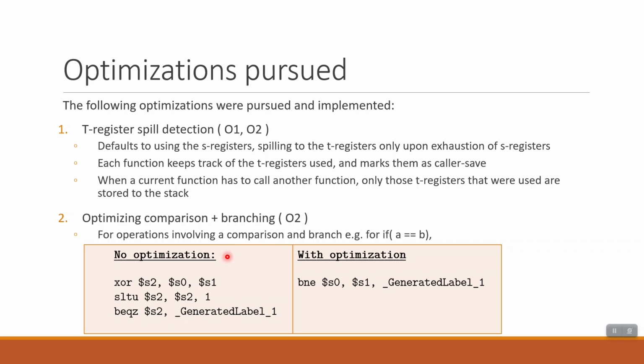Without optimization, this is the code that I generate, which is to XOR the two numbers and then use the SLTU instruction to compare it. And if it was equal to 0, then I would jump to a generated label, else I would continue with the program flow. The set of 3 instructions can be compacted into a single instruction, BNE, which takes in the 2 numbers to compare if they're equal or not. And if they're not equal, jump to this generated label, else continue with the program execution.